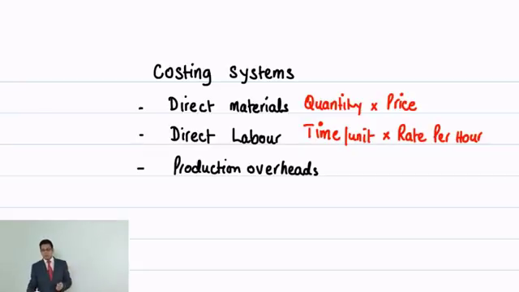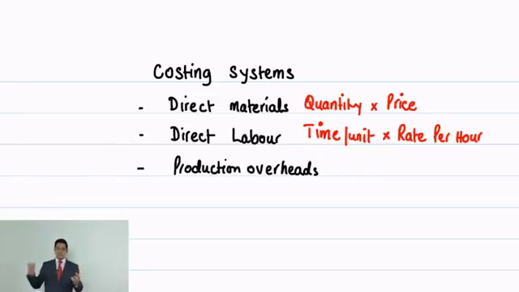Some people, as far as this course is concerned, it assumes many people get paid on an hourly basis. So if we know the time of 1 unit and we know the rate per hour, we can simply calculate the cost of direct labor. Not a difficult job, okay.